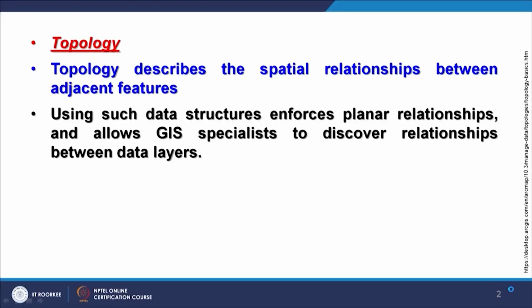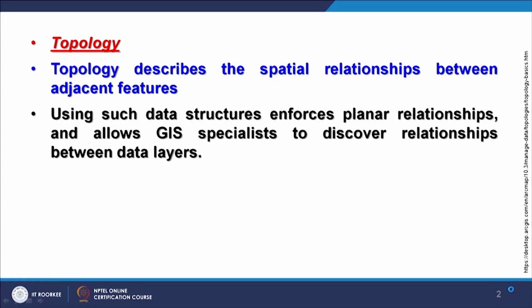So, topology basically describes the spatial relationships between adjacent features. Adjacent features may be another polygon or different polygons around a polygon, or maybe line features or even point features. But mainly the topology in GIS is developed for polygons, because there it is the real challenge. For line or points it is not difficult at all to develop a topology. So, topology specifically is for polygon data.